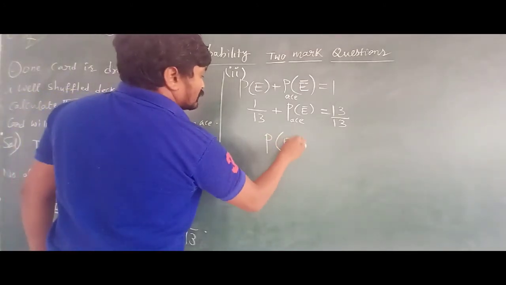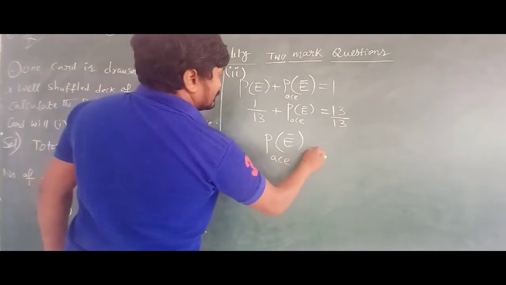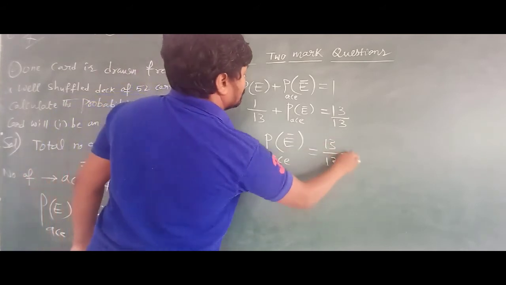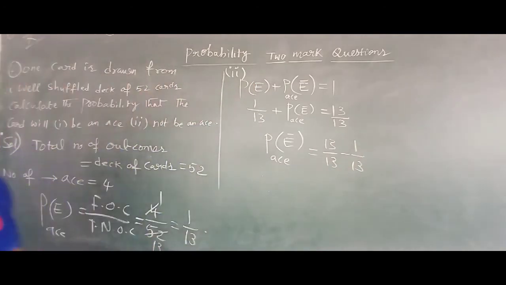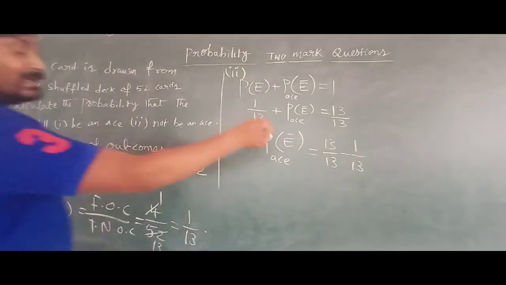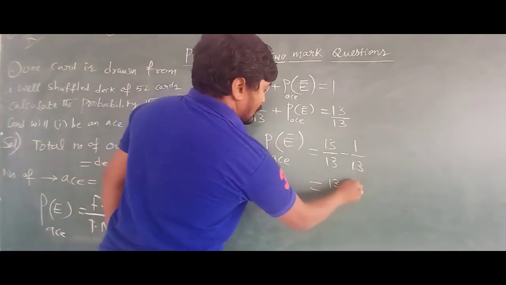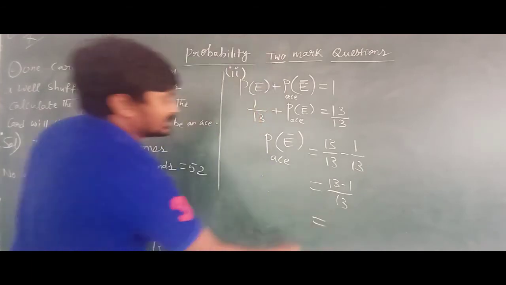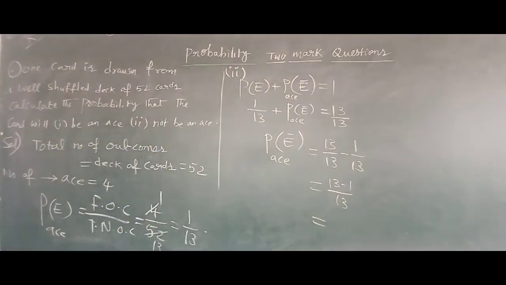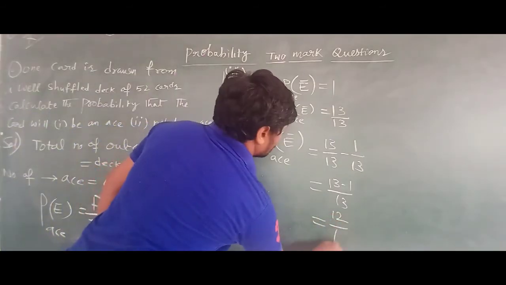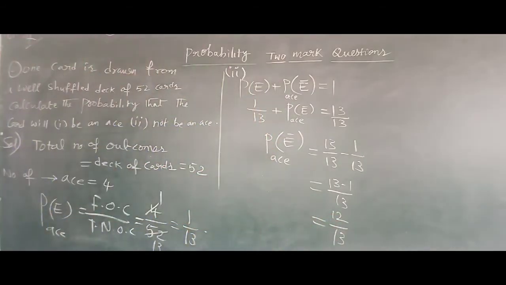So P of not E is equal to 13 upon 13 minus 1 upon 13. Like fraction subtraction: 13 minus 1 upon 13, so we can write it as 12 upon 13. So that is your probability of not an ace. That is about your second question. Let's move on to the third.